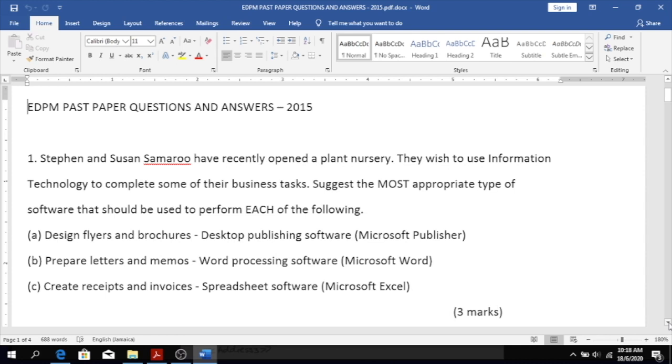B, prepare letters and memos. Once you see letters and memos, you know it's word processing software that we use for that, and in Microsoft, it's Microsoft Word. C, create receipts and invoices. Once you see invoices, you know right away we're talking about spreadsheet software, and in Microsoft it's Microsoft Excel.